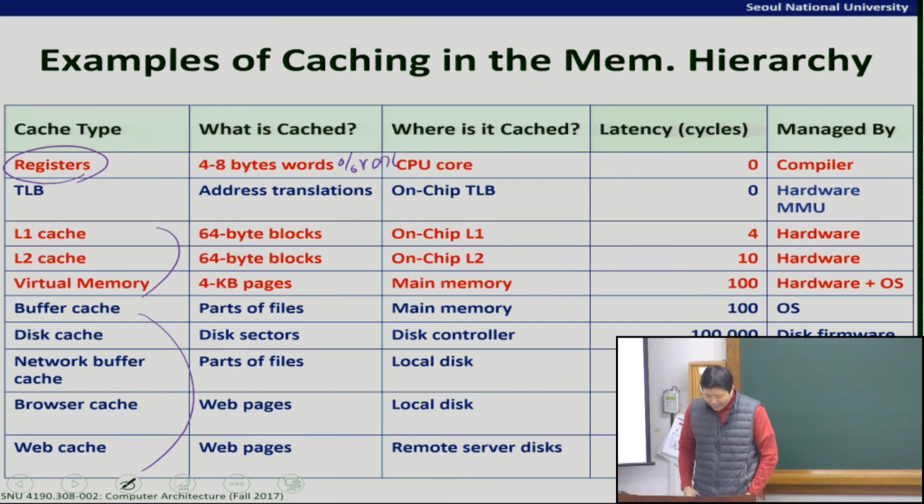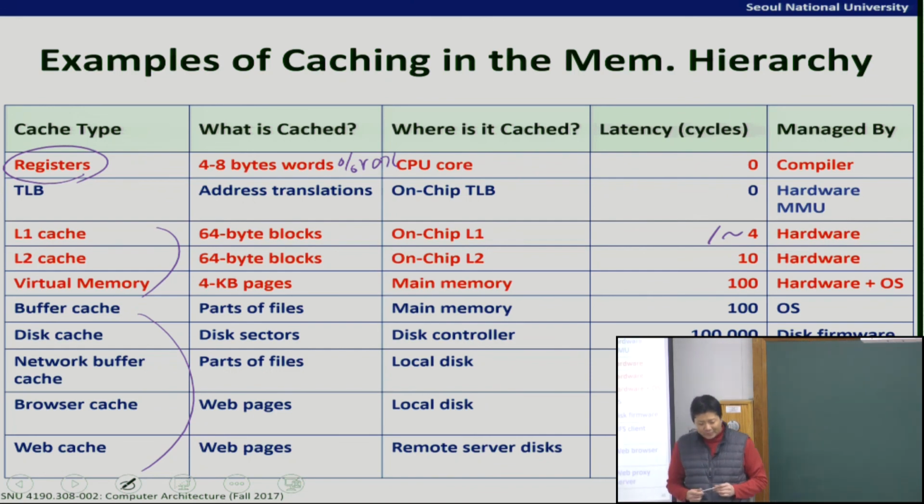And level 1 cache, typically it's cached in 64 byte blocks, and it's on chip level 1. And latency can take as many as 4 cycles, but that's very conservative. Sometimes it takes only 1 or 2 cycles. That's also fine. That's also pretty common. Somewhere between 1 and 4 cycles.